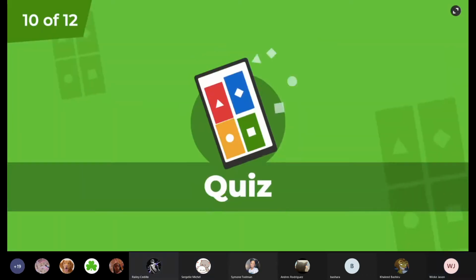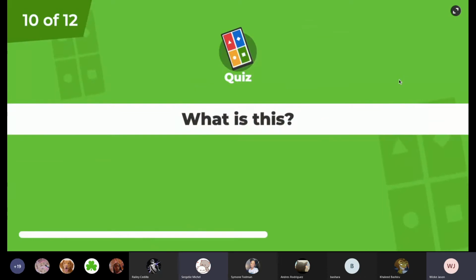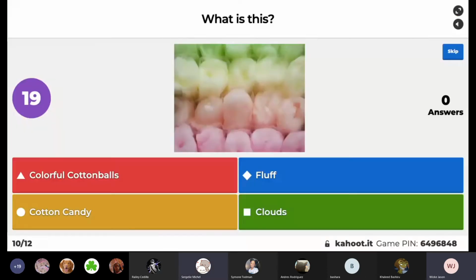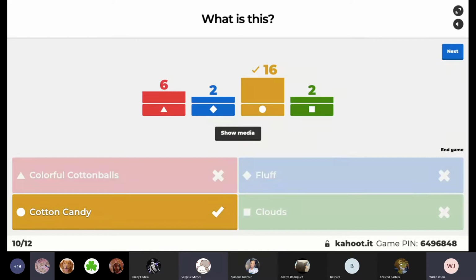All right. Question 10. What is this? Red, colorful cotton balls. Blue, fluff. Yellow, cotton candy. Green, clouds. That is definitely clouds. Whenever you see clouds, it looks like this. If that's not cotton candy, I'm leaving. Yes, it is cotton candy. Right back to your teeth.